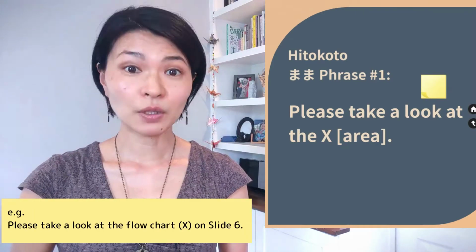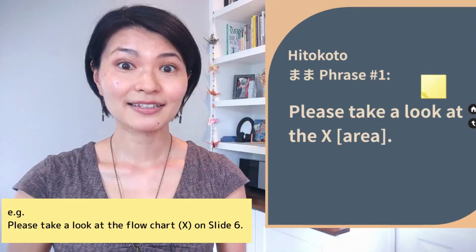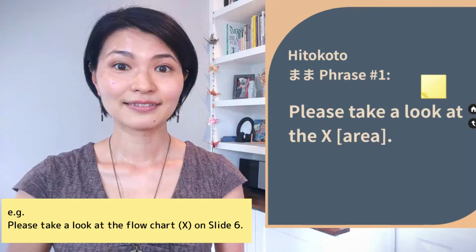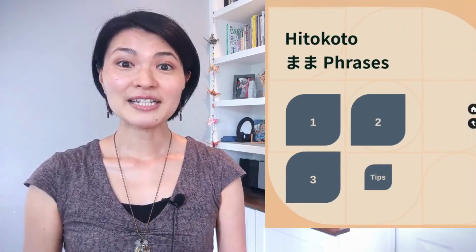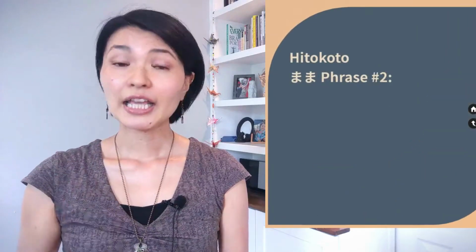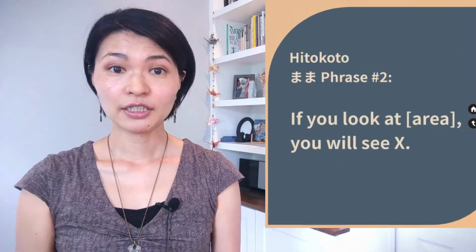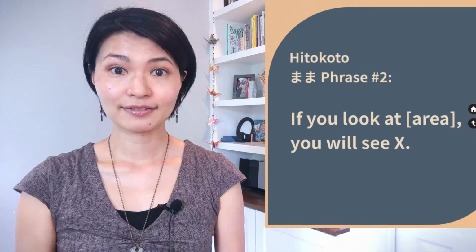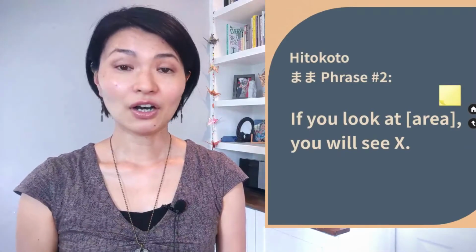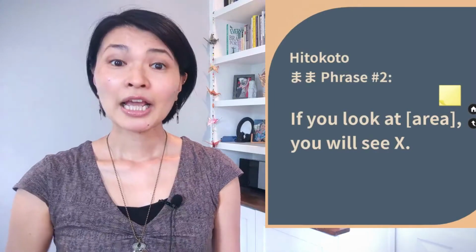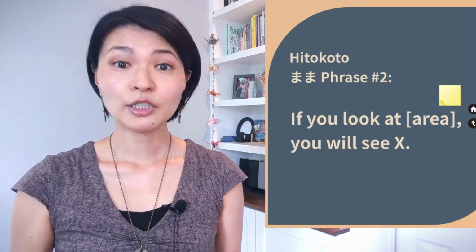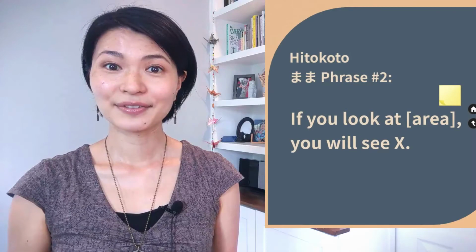Please take a look at the flow chart on slide 6. Great! Hitokoto mama phrase number 2. If you look at area, you will see X. Write it down on your sticky note. Now repeat. If you look at area, you will see X.